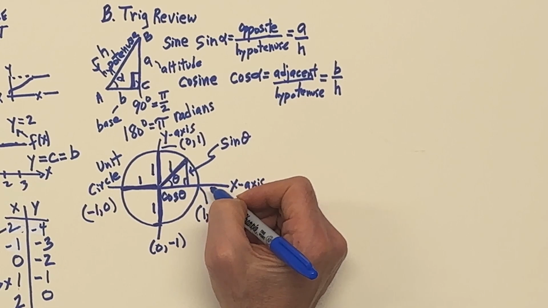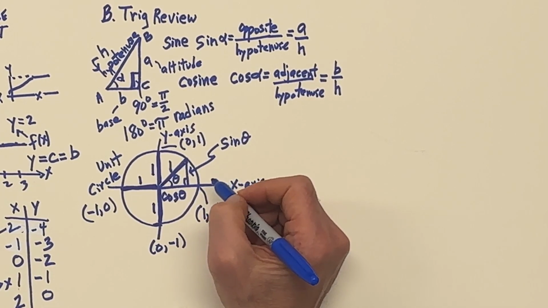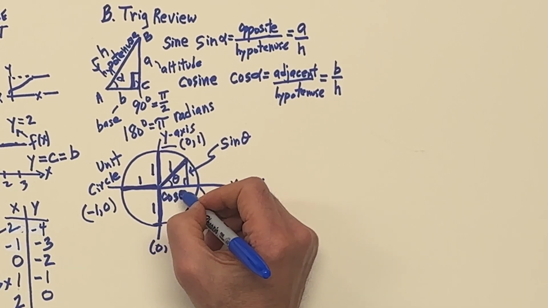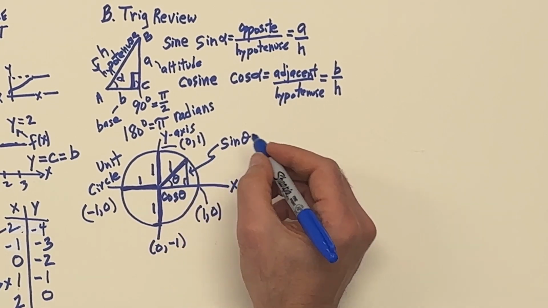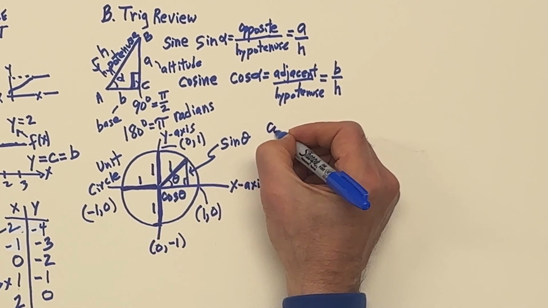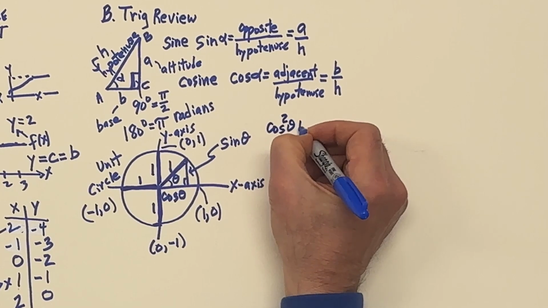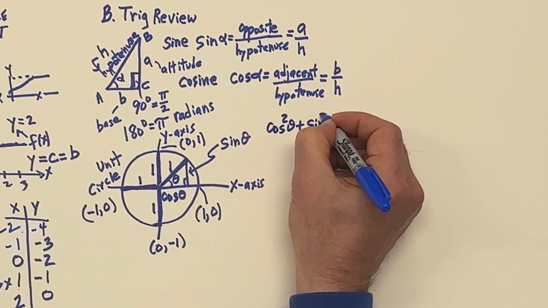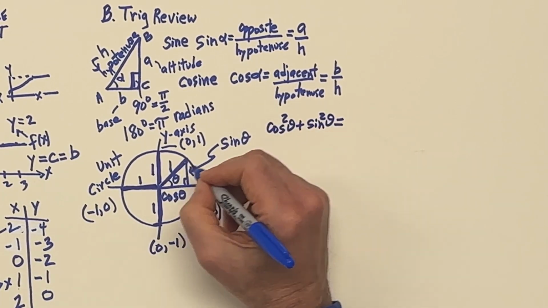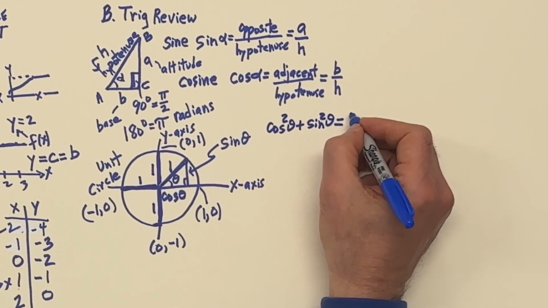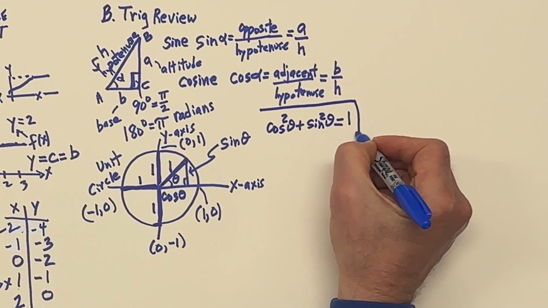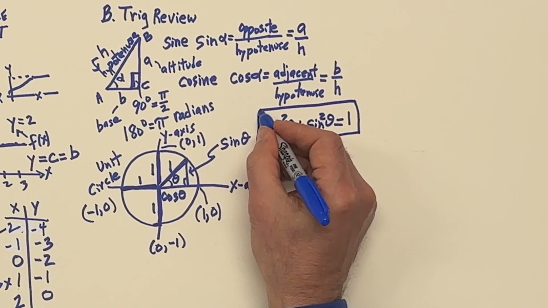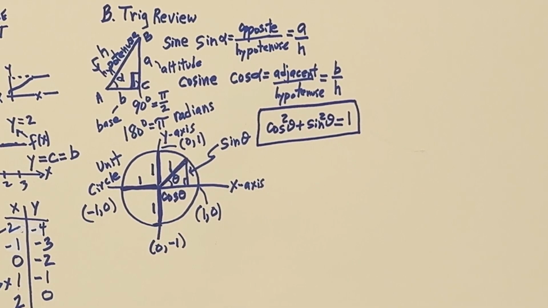Now we can see by Pythagoras's theorem that when you square each side, you get the hypotenuse squared, which in this case would be cosine squared theta plus the sine squared of theta is equal to 1 squared, which is 1. And this is one of the most important relationships in trigonometry. We call an equation like that an identity.